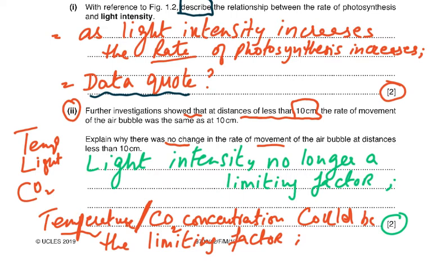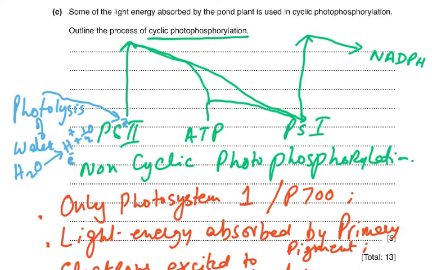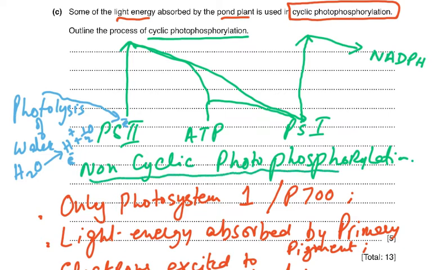The C part of the question was some of the light energy absorbed by the pond plant is used in cyclic photophosphorylation, and outline the process of cyclic photophosphorylation. Now this is what I've given you in green is the non-cyclic photophosphorylation. That was not asked in the question. I'm just revising it for you. So we have PS2, PS1, and electron is excited to a higher energy level, and similarly from PS1 also it's excited, but this electron then falls here and ATP is made.